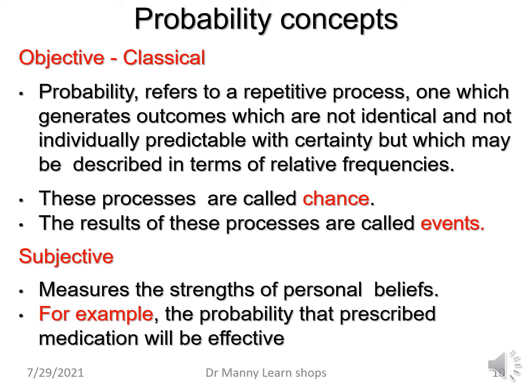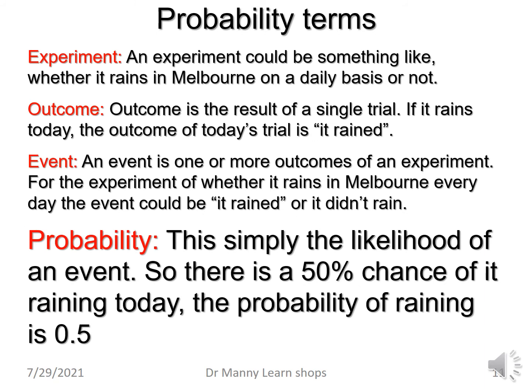Subjective probability measures the strengths of personal beliefs. For example, the probability that prescribed medication will be effective. You believe that it will be. It's your subjective version.